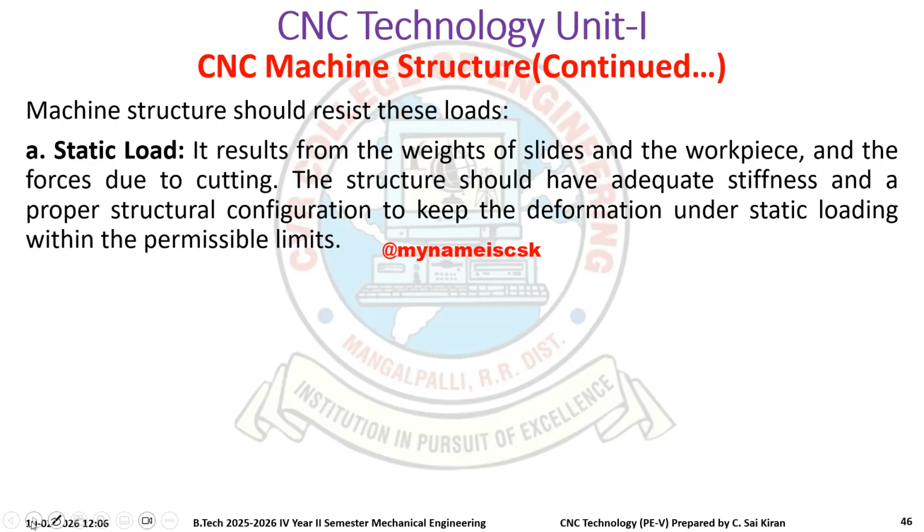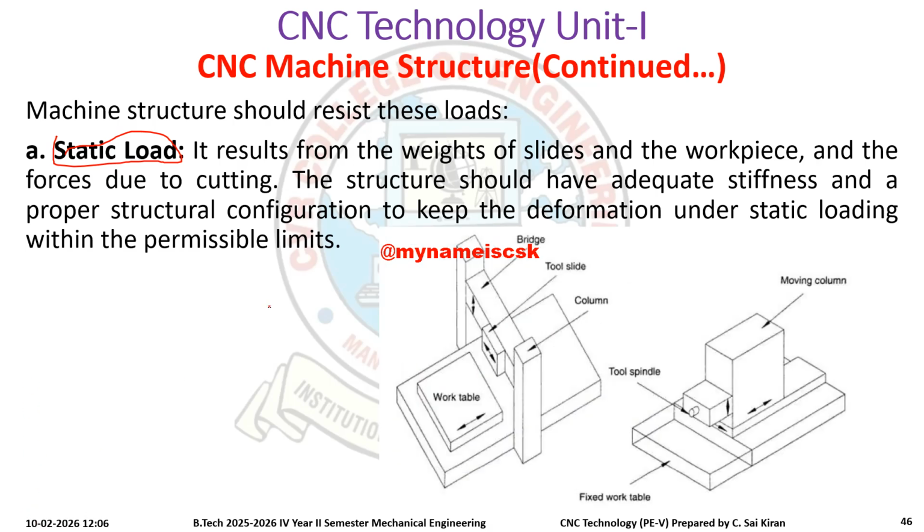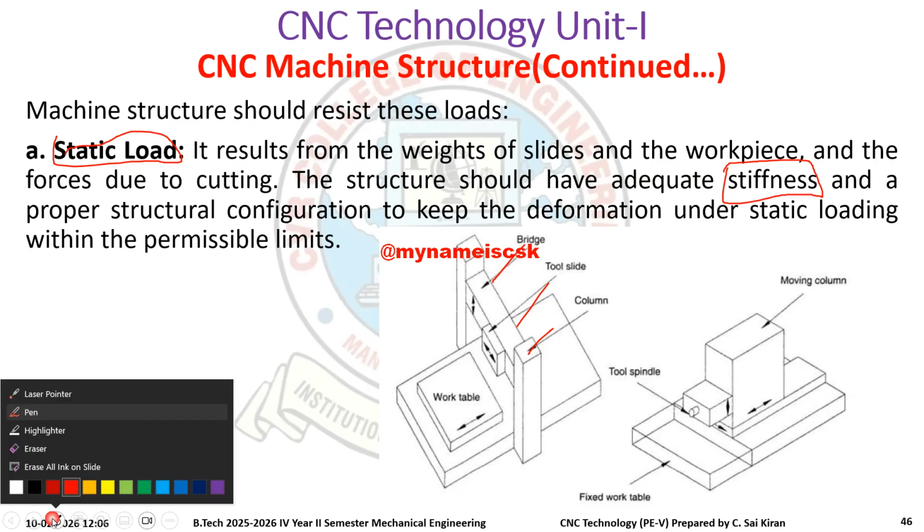So a CNC machine structure should resist these loads. The first one is the static load. So what is meant by static load? In this load, there is the load of bridges, tools, slides, columns, etc. These structures should have adequate stiffness. So we have to have minimum stiffness in order to reduce this static loading condition. These bridges, tools, slides are common loads with the static load.